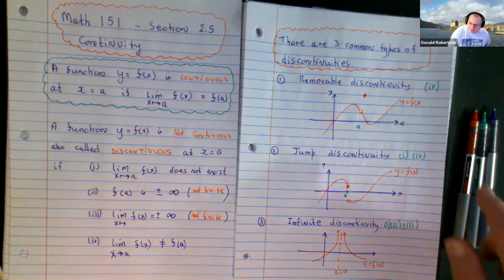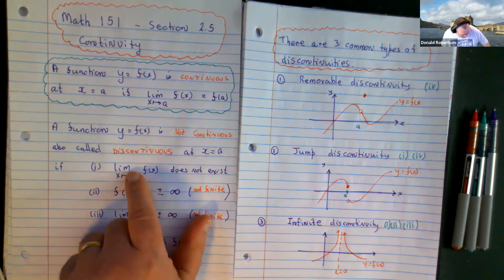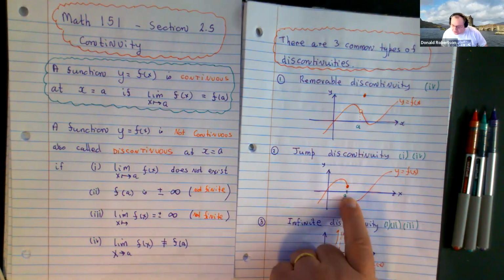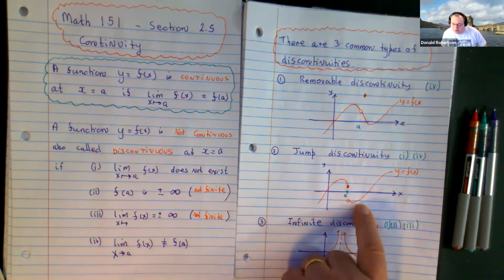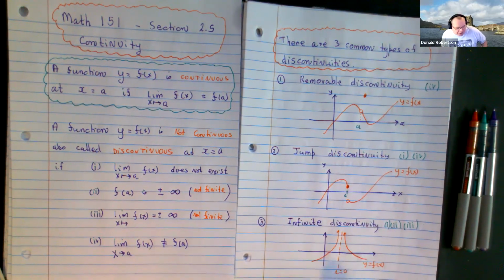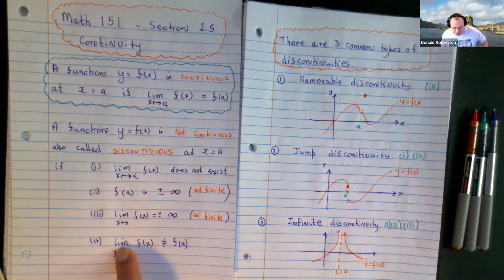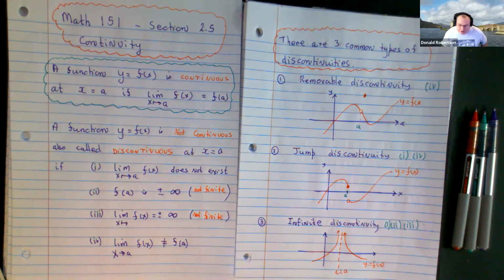discontinuities. And this one fails because of number 1, the overall limit doesn't exist. That's correct, because it has a left and a right limit, but no overall limit. And it fails also because of 4, because the overall limit doesn't exist, so it's not going to be equal to the value of the function either.